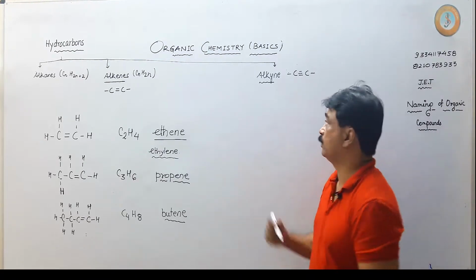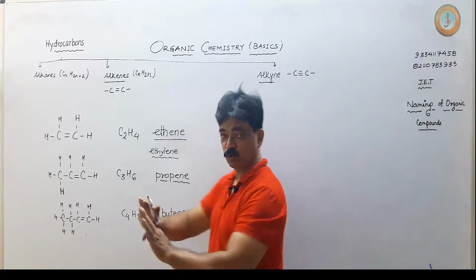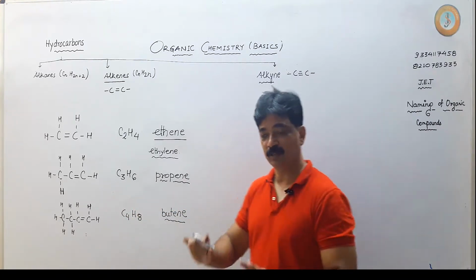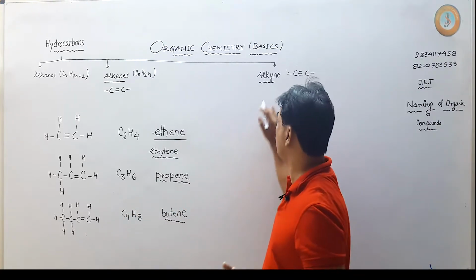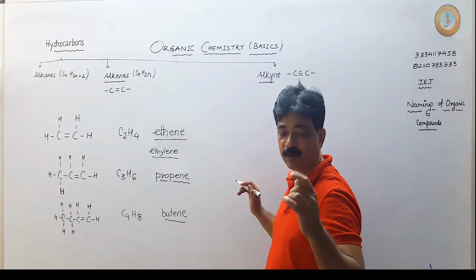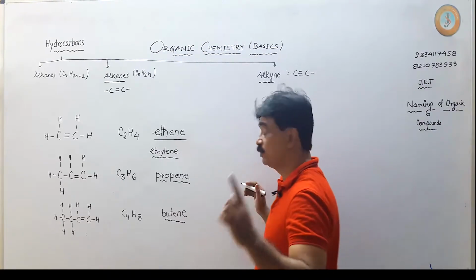What do I mean to say? Let us see, we start. That means there is no methene, and similarly there is no alkyne which contains a single carbon atom. We start with two carbon atoms.